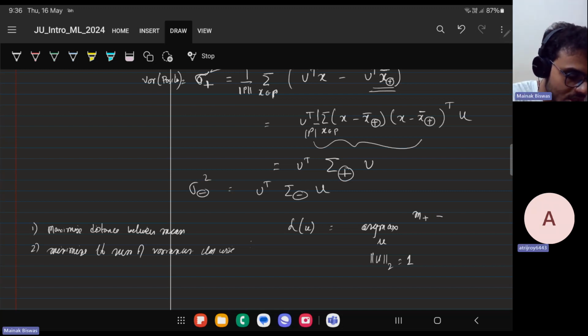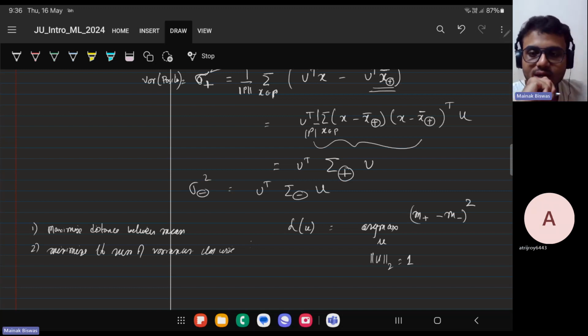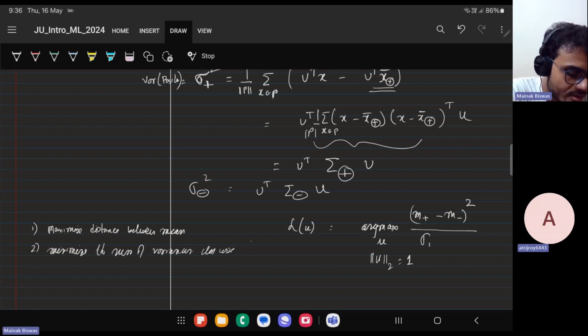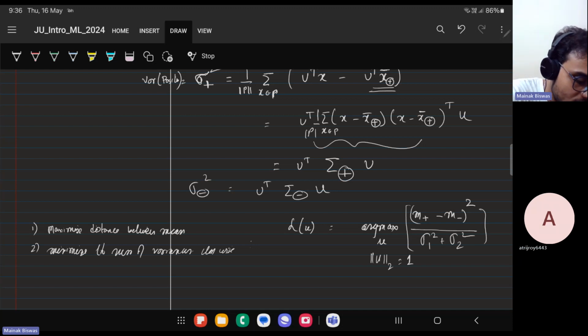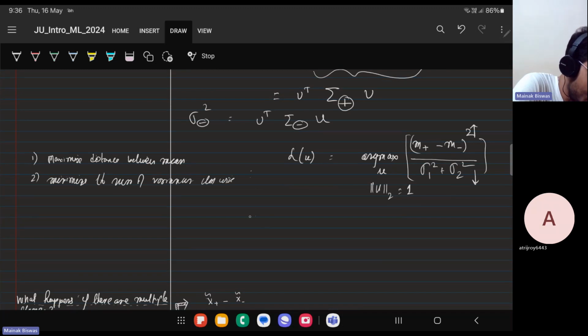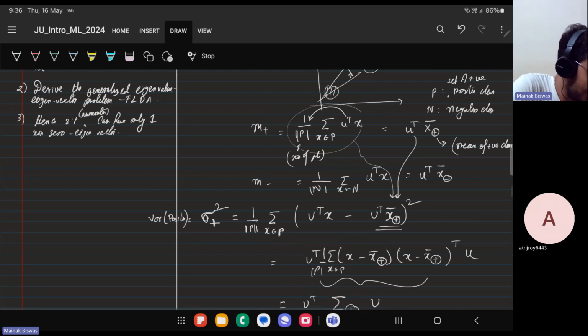Should it be just M plus minus M minus? Let us take squares. Squares are better to optimize, right? I want to maximize M plus minus M minus and minimize the sum of variances. I can write it as a division, it will be easier, you will see. So this I want to reduce, this I want to maximize. So done. Now I can write this very nicely.